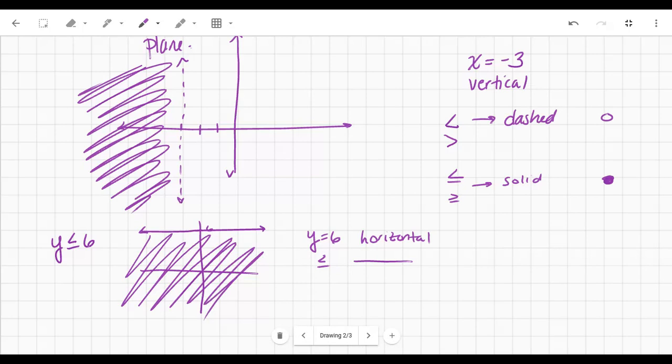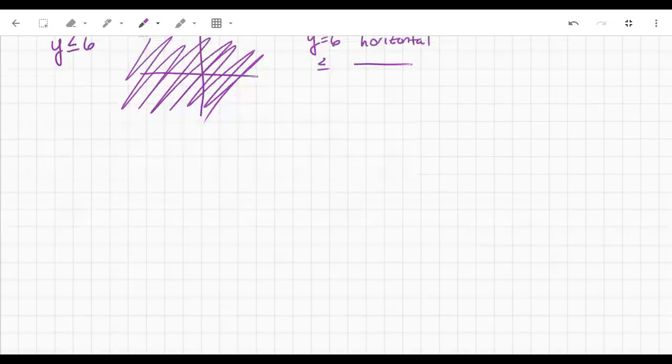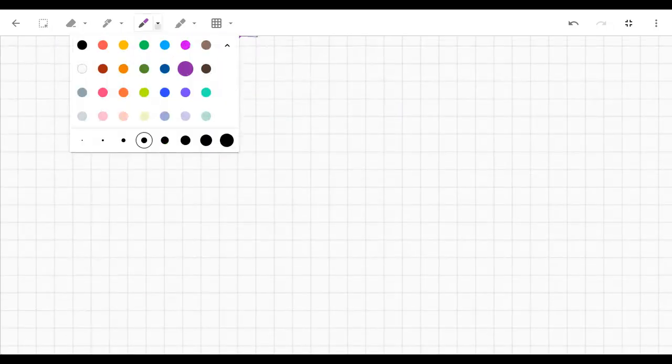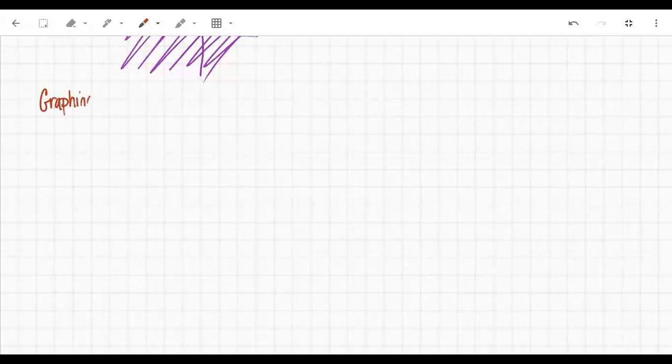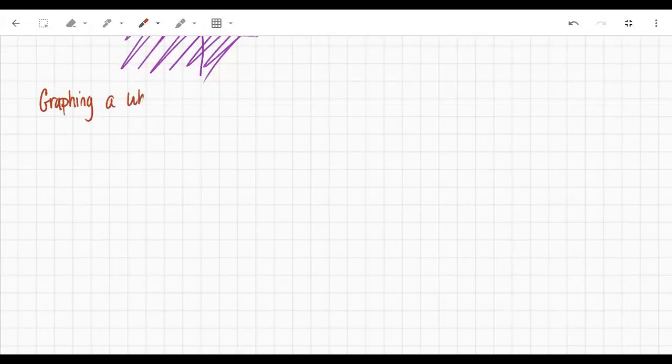All right, next one. And I know you guys did these in algebra too, because I remember teaching these. We have graphing a linear inequality in the plane, slope-intercept form.